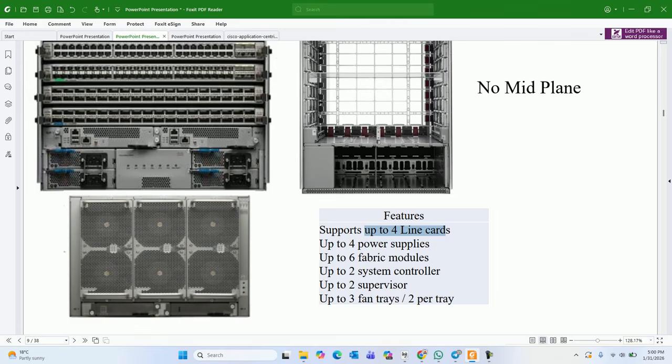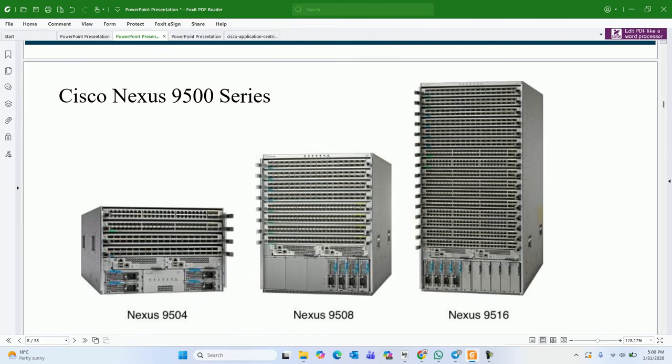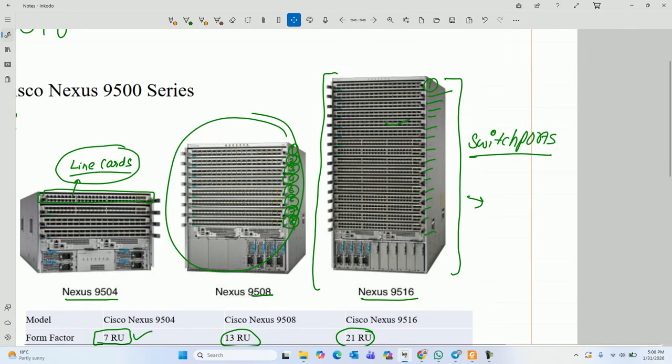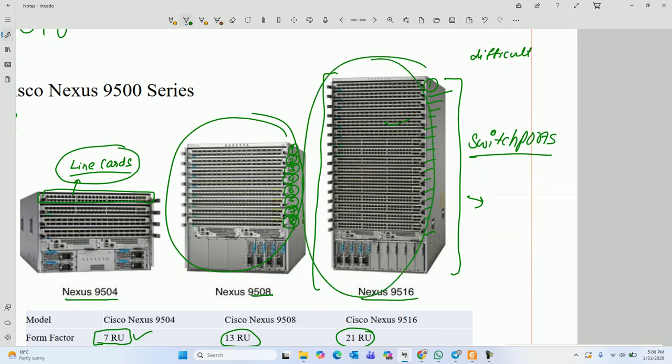Most of the time they're used as spine switches, as well as leaf switches. So basically, if you need a lot of interfaces, then you can go for these switches. You know what the benefit of it is? You will have a single management. Let's say if you have 16 switches separately, the management is difficult. Now, in this case, the entire switch will be managed as just one switch with all the interfaces.